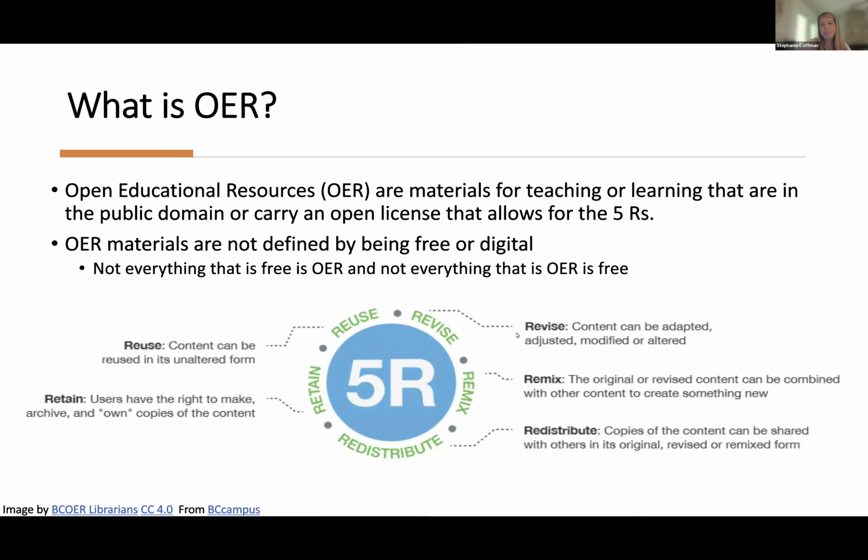You can revise it, meaning you can actually make a copy of it and edit the content. So these are big differences from a traditional copyright. You can remix it, which means you can take multiple OERs or materials with open licenses and put them together into a new thing to create something original. And you can redistribute it. So you can make copies of it and give them to your students, give them to other people. So these are our 5 R's: reuse, retain, revise, remix, and redistribute. And we'll come back to them when we talk about the Creative Commons licenses.